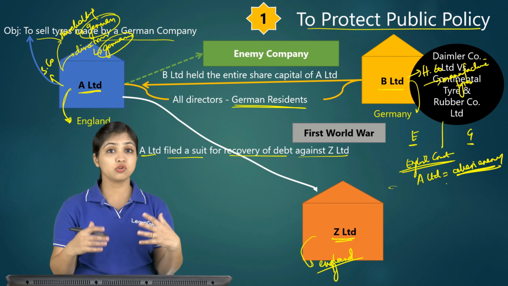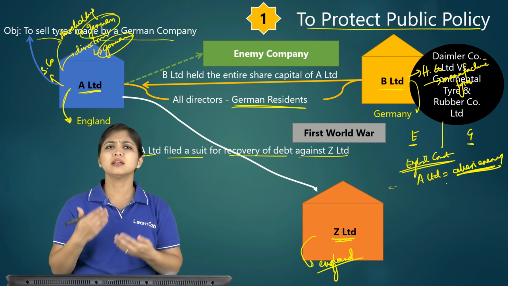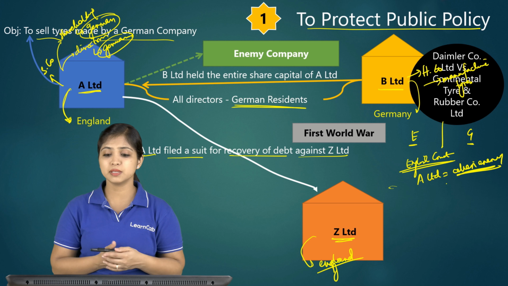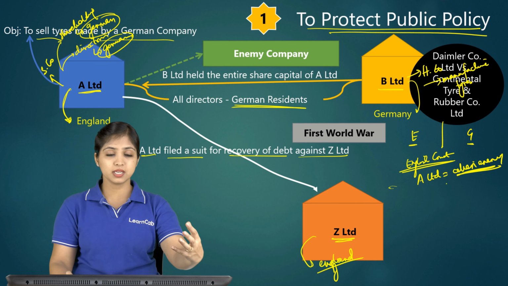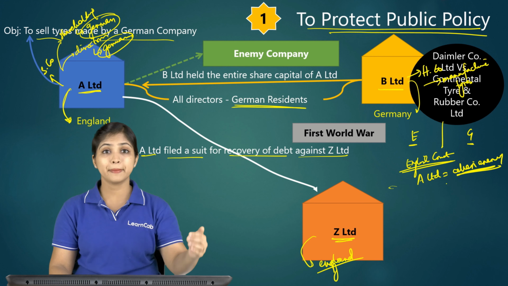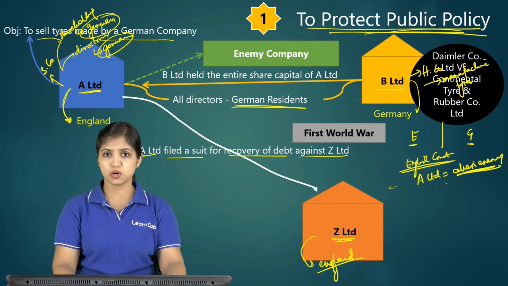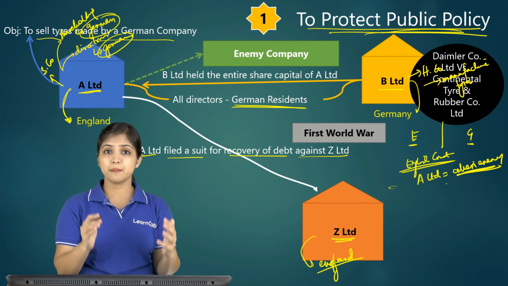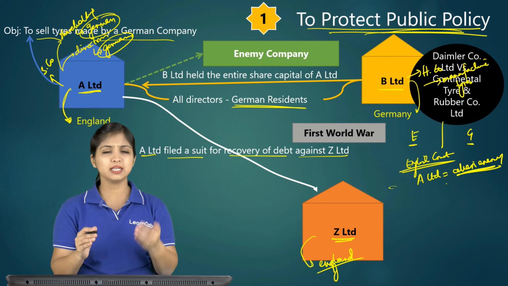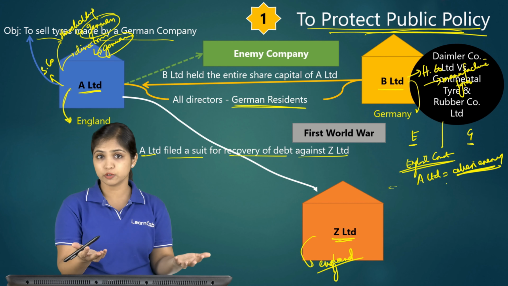And what happens to contracts with alien enemies? They become void, right? Why can't I enforce contracts with alien enemies? Because it is against public policy. So if a case is brought to the court by an enemy company, by an alien enemy, it will be against public policy. So to protect the public policy, to decide whether a company is an enemy or a friend, the court can lift the corporate veil. That's what the court did over here, isn't it?